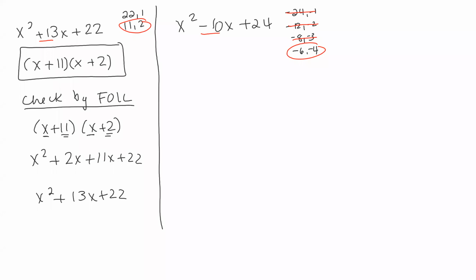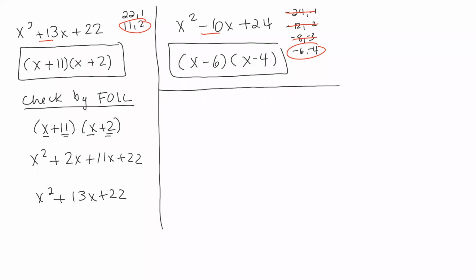So remember, we're looking for numbers that when multiplied, we get 24, but when we add them, we get negative 10. So we start two binomials. Each begins with an x, and then I just fill in those factors. And that's it. So as long as a, the coefficient on the squared term, is 1, this is pretty easy. Okay, so let's try another one.